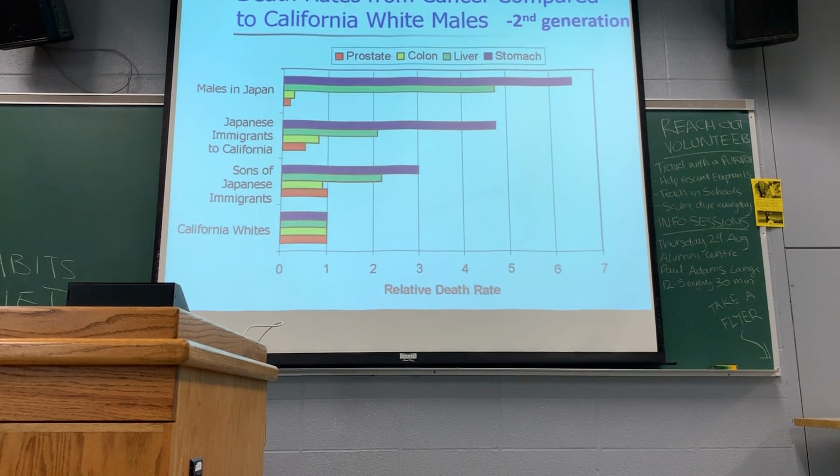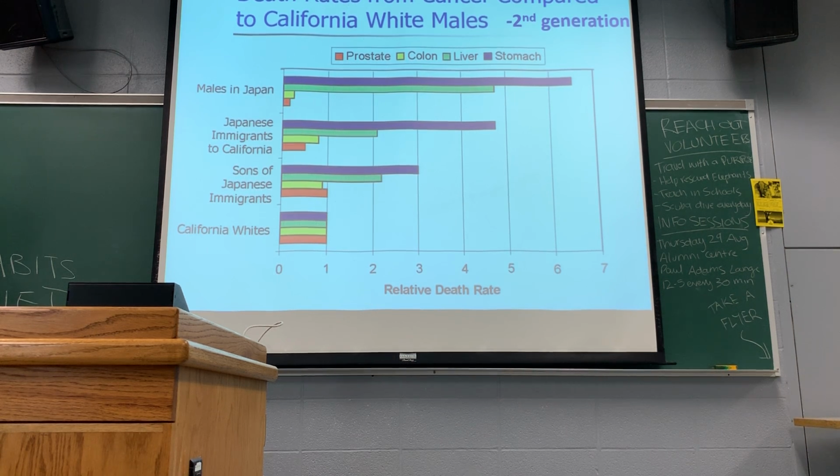So this is another study, very similar, but they're plotting it a little bit differently. In this case, they're comparing Japanese immigrants to California versus males in Japan. This is all males, no breast cancer, no females here. The sons of the Japanese immigrants, and then comparing everything to white people in California, which is set at 1. Okay, that's what this graph is showing us, and it is graphed differently, so you have to look at it a little bit longer to see this.